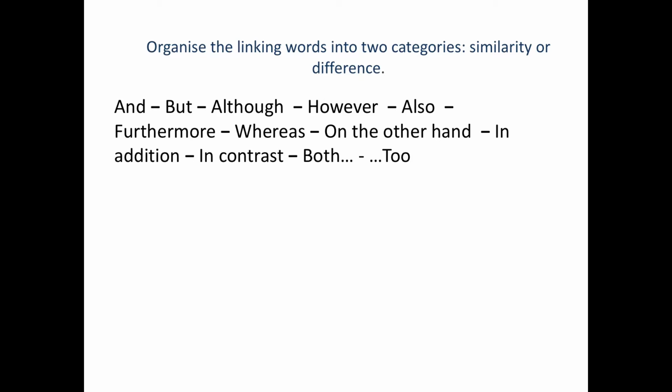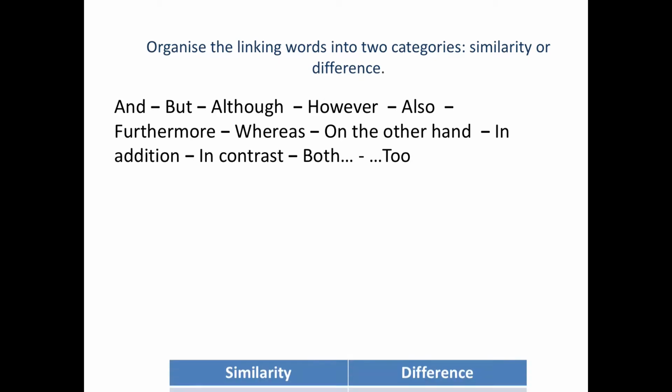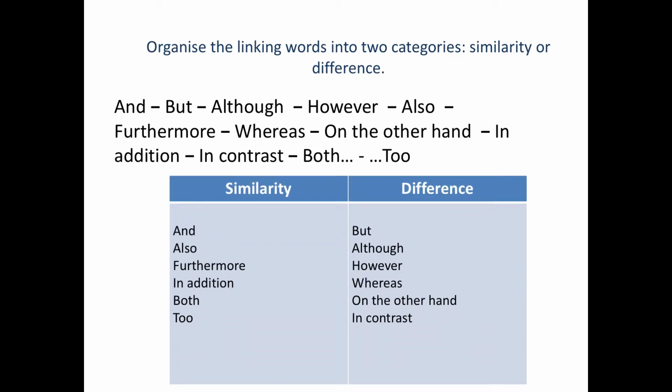Okay, so hopefully you've done that. So hopefully you've got something similar to this box here. So similarity: and, also, furthermore, in addition, both, too. Okay, and difference: but, although, however, whereas, on the other hand, in contrast. So again, like I said, when you are writing, these are the phrases that you can use, and obviously some of those turned up in the first activity you did on the video.